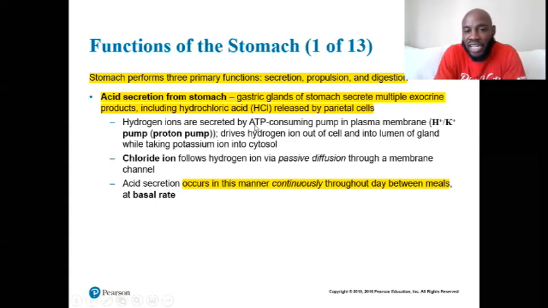Hydrogen ions are created by the ATP-consuming pump in the plasma membrane, which drives hydrogen ions out of the cell and into the lumen of the gland while taking potassium ions into the cytosol. Remember, hydrogen plus chloride: chloride ion follows hydrogen ion via passive diffusion. Acid secretion occurs in this manner continuously throughout the day between meals. Right, so your stomach is continually secreting hydrochloric acid between meals. It's continually acidic.